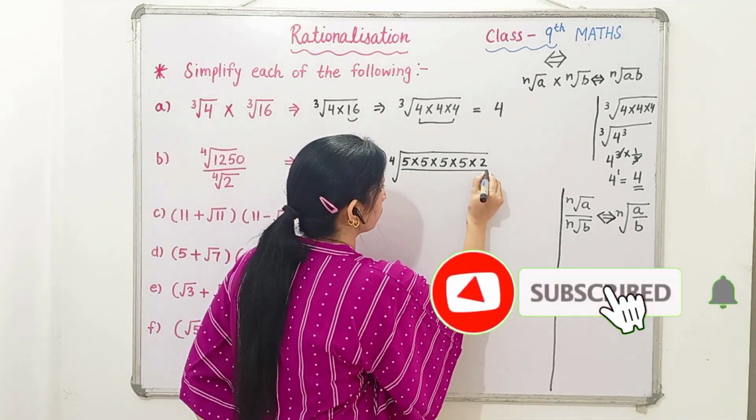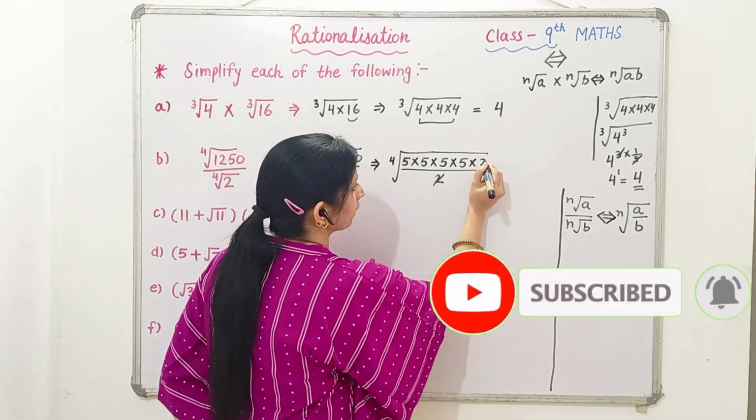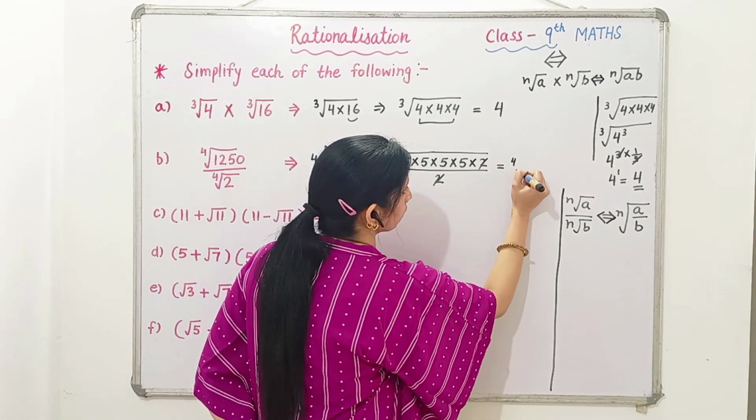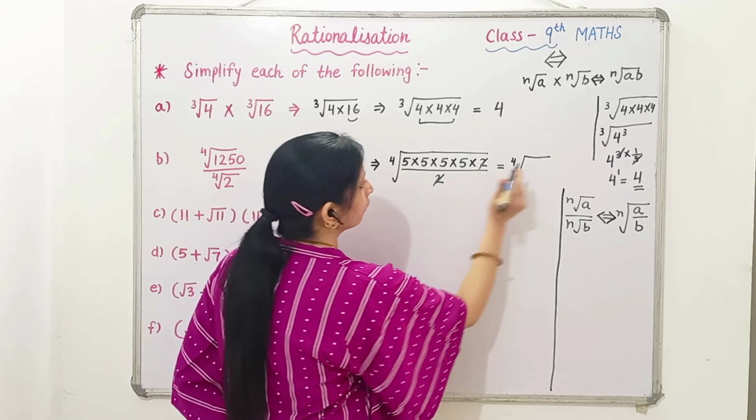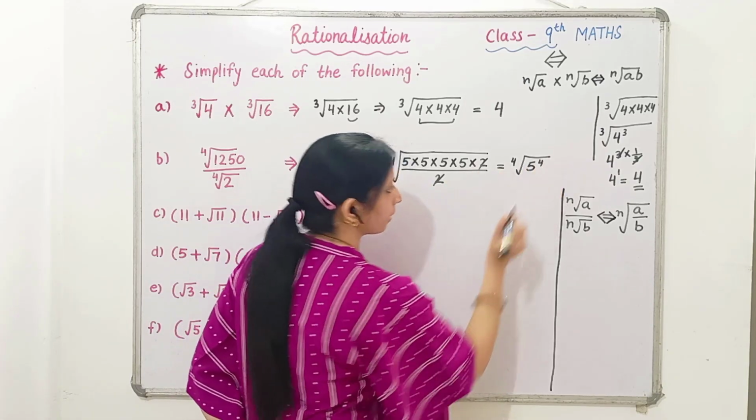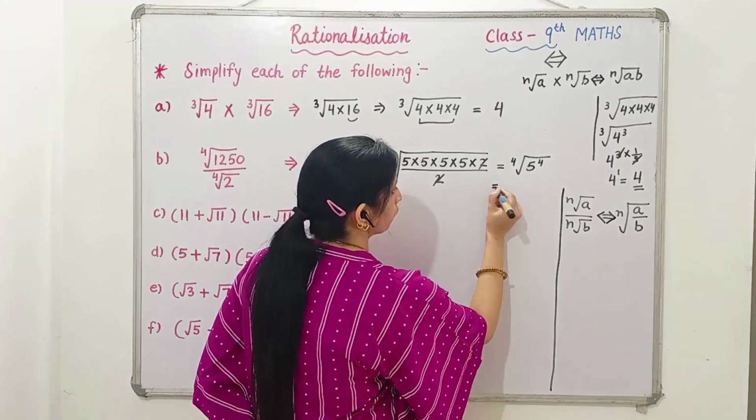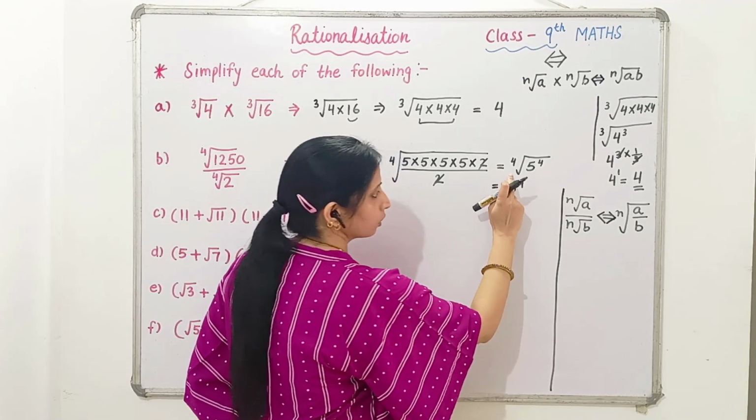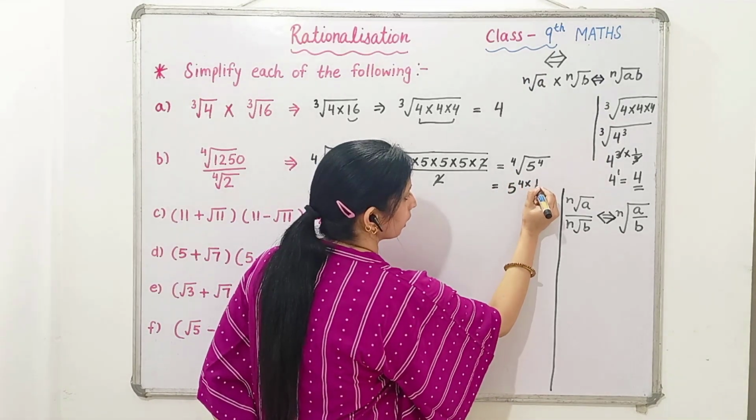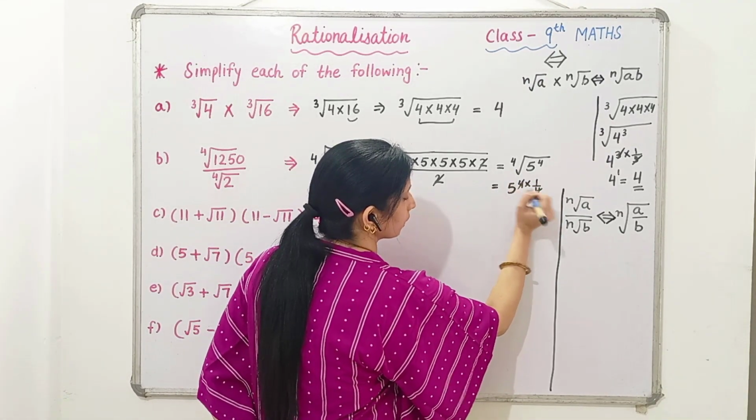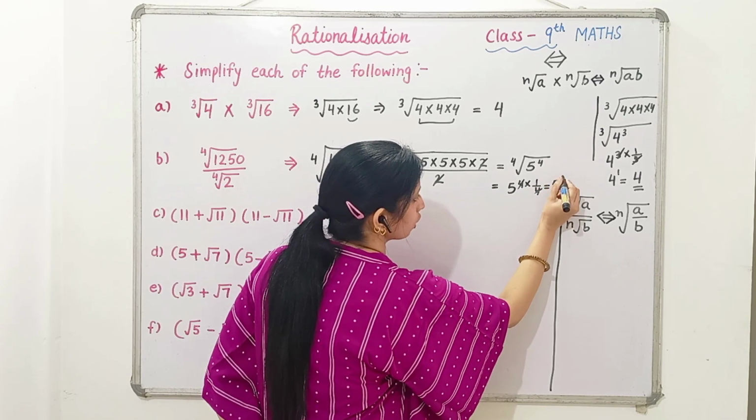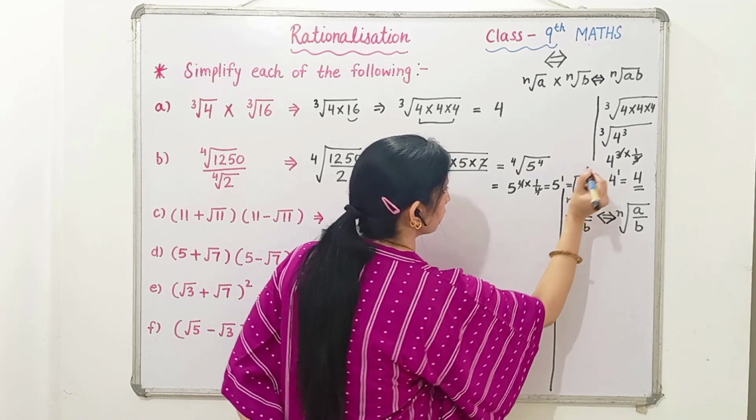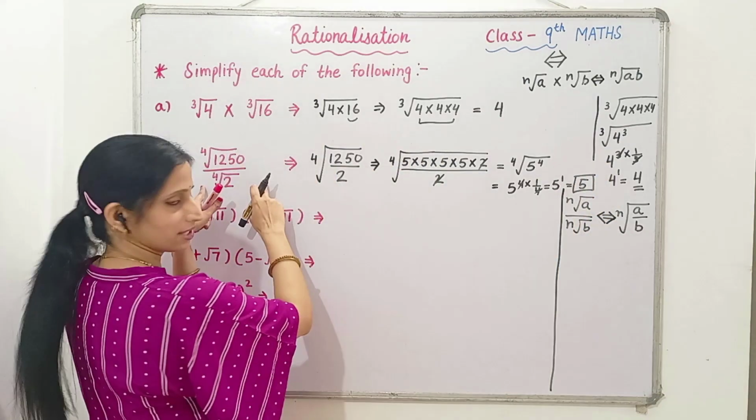Now divided by 2. By this 2 we can cancel this 2. So what will we get inside? 4 root 5 is coming 4 times, so 5 raised to the power 4. Just simplify it. 5 raised to the power 4, remove this root from here, we can write 1 by 4. By this 4 we can cancel this and we will get 5 raised to the power 1, that is 5. So our answer will be 5. We have rationalized this.